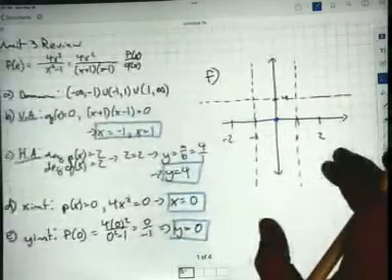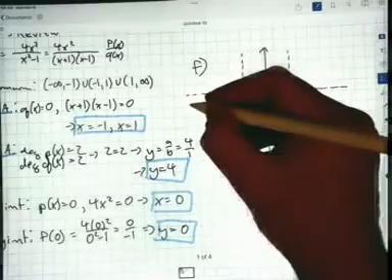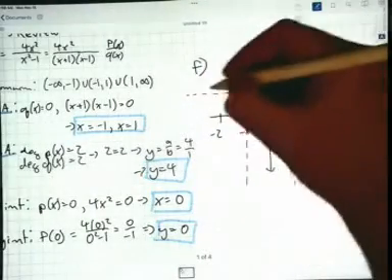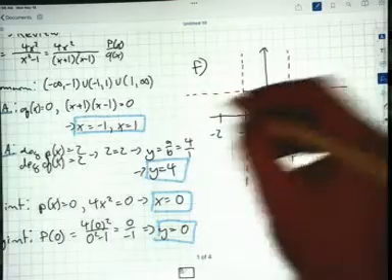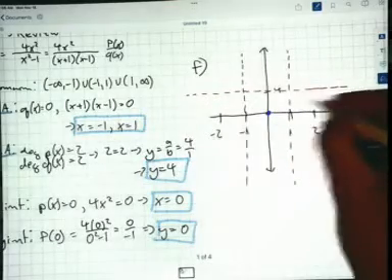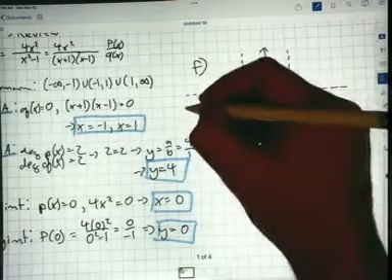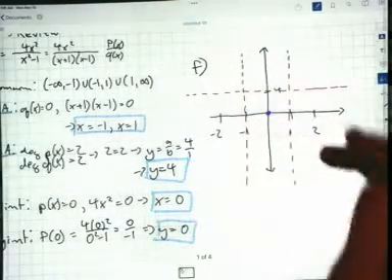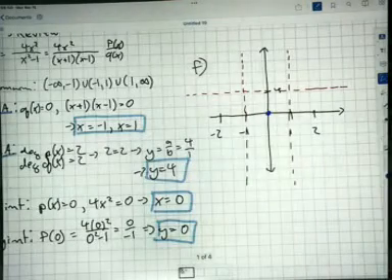Now, I can pretty much tell you that the graph is going to be like this for anything to the left of negative 1 or to the right of positive 1, because the graph can't cross down through the x-axis anymore. In fact, we can do a quick proof.